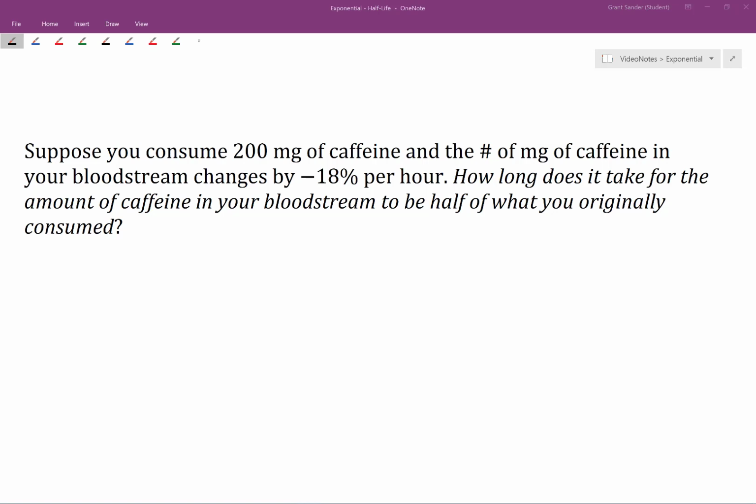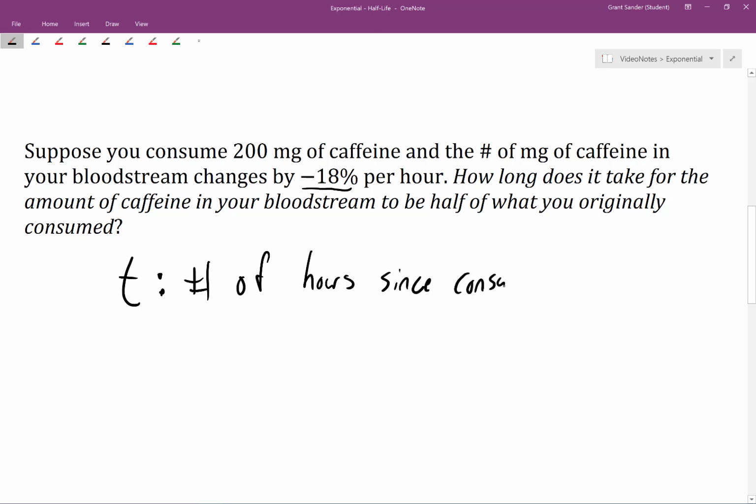So let's look at this context we just talked about. You consume 200 milligrams of caffeine, and the number of milligrams of caffeine in your bloodstream changes by negative 18% per hour. We want to know how long it takes for the amount of caffeine in your bloodstream to be half of what we originally consumed. So let's let t be a variable that represents the number of hours since consuming the caffeine.